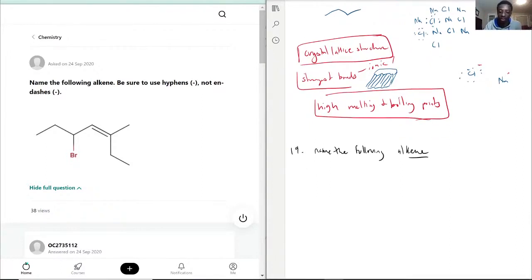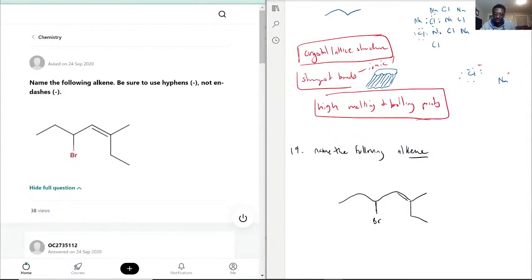Okay, so based on this picture, we have this. I can definitely draw that a little bit better than that. There we go. And then the bromine part. And then the double bond.